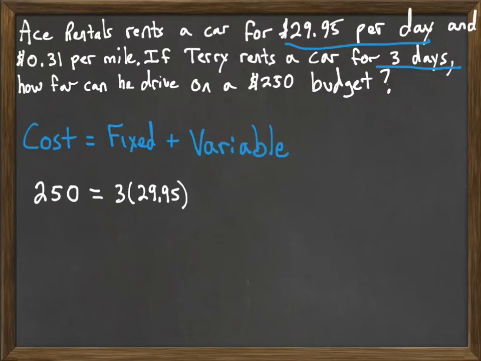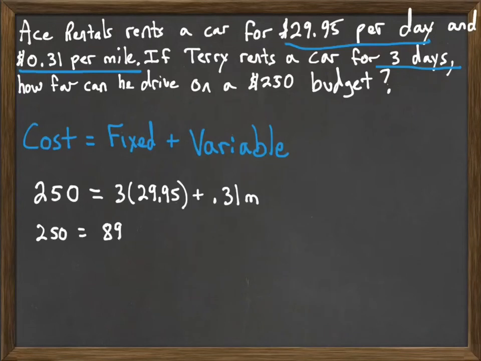Then we have the cost that can vary. The cost that can vary here is his mileage cost. So we realize here that it's 31 cents per mile. We don't know how many miles he's driving. So that's our variable cost of 0.31 times our variable, which I'm just going to call M for miles. And so now we have an equation relating the cost to the miles driven, and we can set about solving that equation.